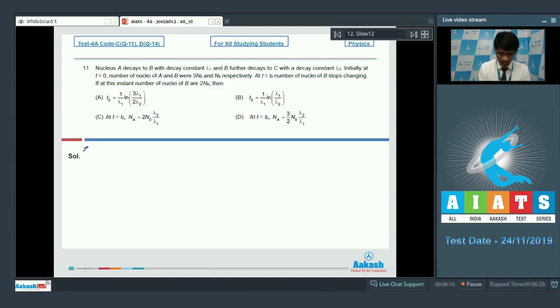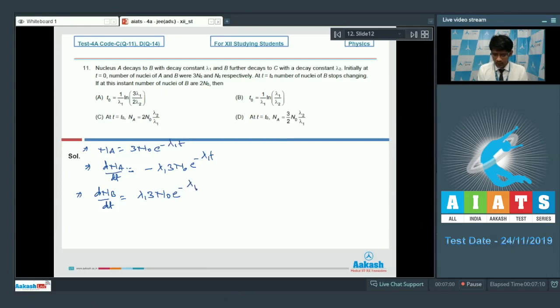Well, we shall proceed with the standard law of decay. NA will be written down as 3n0 e to the power minus lambda 1 t, or here the rate of decay of A can be written down as minus lambda 1 times 3n0 e to the power minus lambda 1 t. This is for A. Now for B, the rate with which its number will be changing can be written down as dNB by dt. This is the way B has been formed, so it is lambda 1 times 3n0 e to the power minus lambda 1 t, minus the rate of decay of B, that will be lambda 2 times NB at any time.